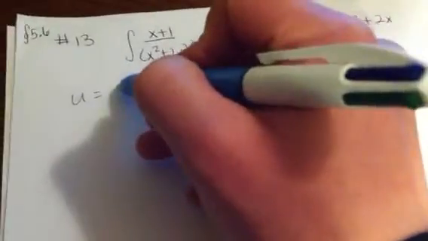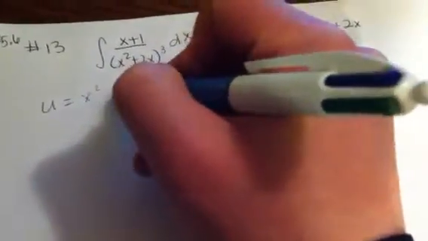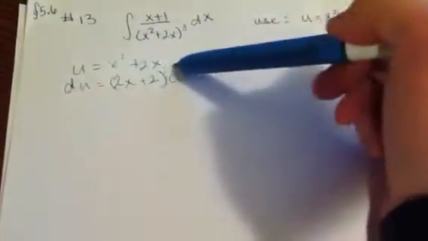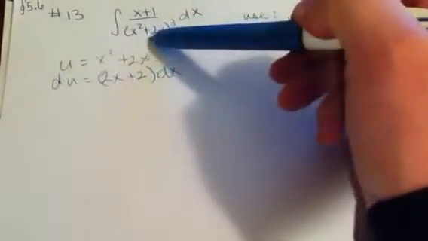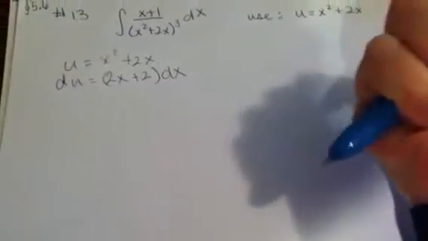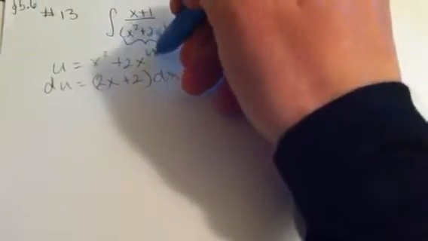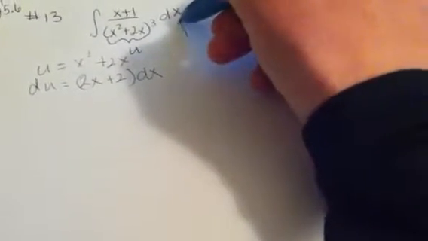So if u is equal to x squared plus 2x, du is then equal to the derivative of this, 2x plus 2 dx. Okay, now that we have u and du determined, we see right here is our u. This is our u.